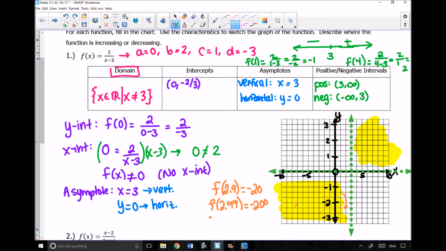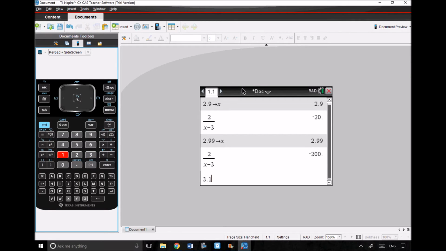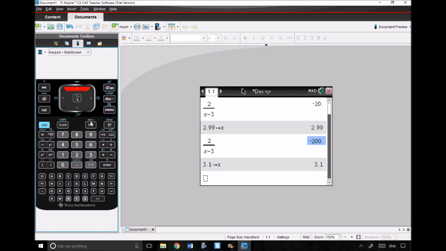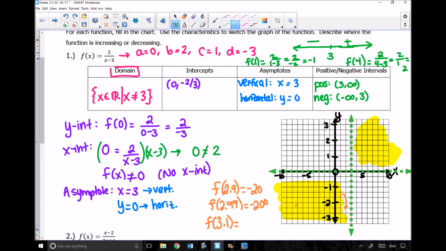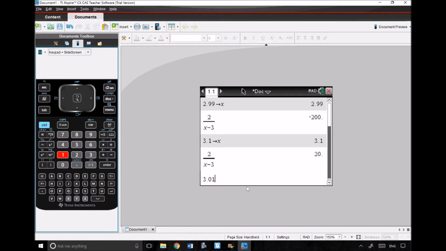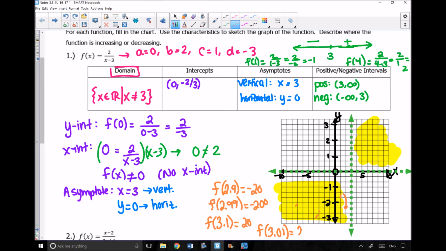So now let's see what's happening on the other side. I want to know on the right side of my asymptote. So I'm going to go slightly to the right, so I'm going to figure out f of 3.1. I'm going to take 3.1, store it in as x, and I end up getting 20. So this right here is 20. I'm going to get even closer to 3, so I'm going to try 3.01. Okay, and when I do that right here, I end up getting 200. So it's even larger. It's approaching infinity in the positive direction.